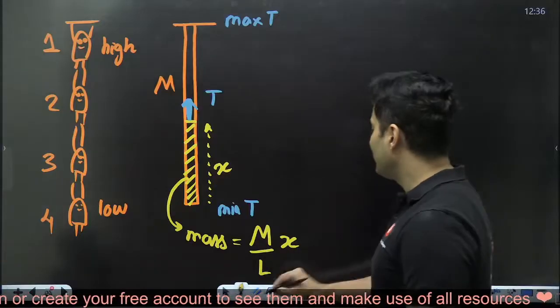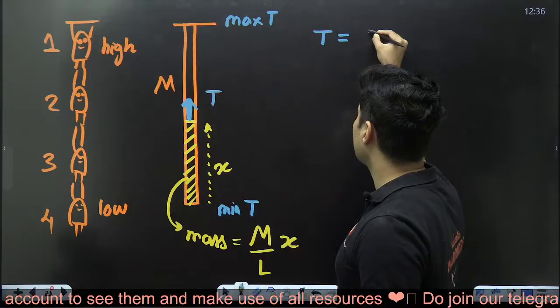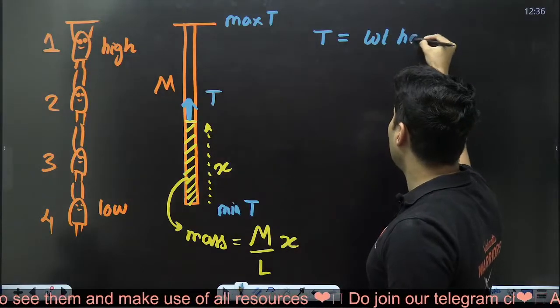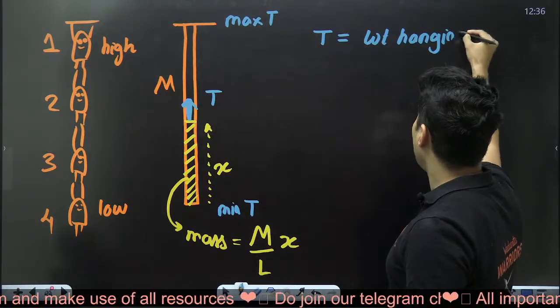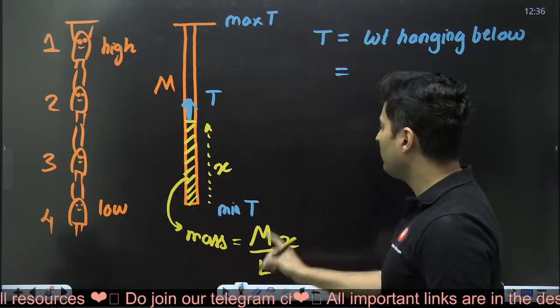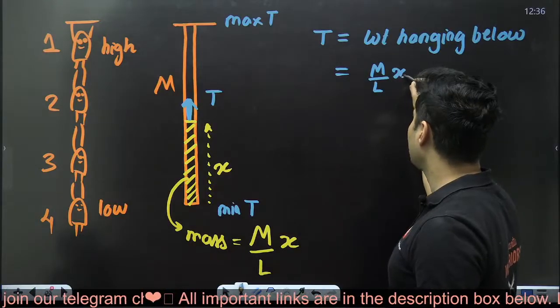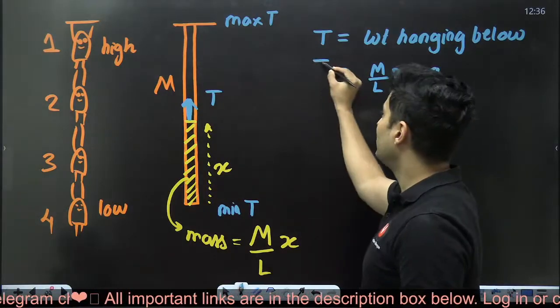Okay, so if this is the case, what will be the tension, my dear warriors? It will be the weight hanging below. What is the weight? Mass into gravity. Mass is m by L into x, the whole thing into g. So that is the tension.